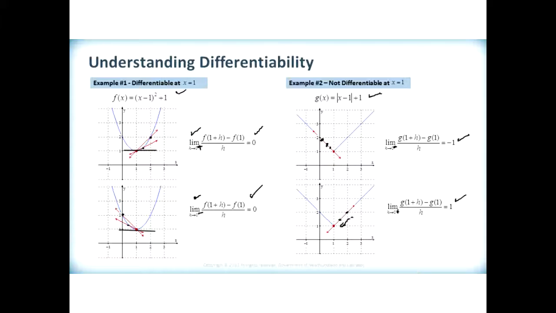So coming from the left here, I have a slope of -1 all the time. And coming from the right, I have a slope of +1. So my limits don't agree. So we would say that we're not differentiable at x equals 1.